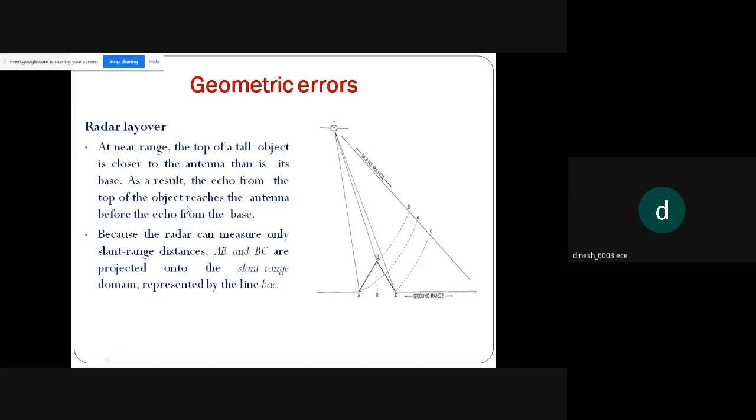So as a result, the echo from the top of the object reaches the antenna before the echo from the base. This radar in satellite or aircraft will send signals towards the ground or towards the object. In between, it will fall on something and the signals will be reflected back. But it will also fall on the nearby surfaces and reflect later. So the echo created due to the top of a tall object will create some errors. Those errors are radar layover. Because the radar can measure only slant range distances, AB and BC are projected on the slant range represented by the line BAC. You can see these lines BAC.